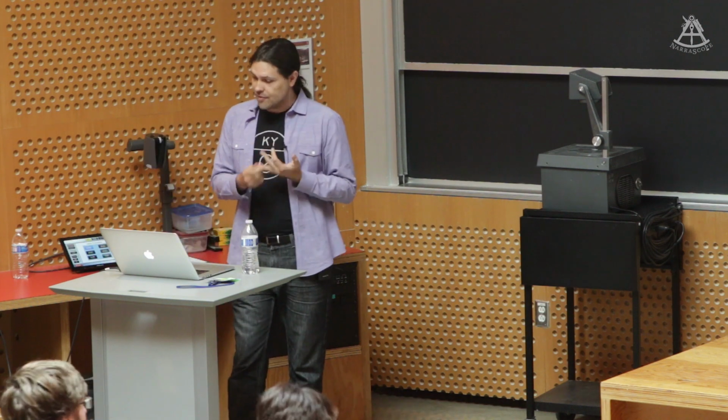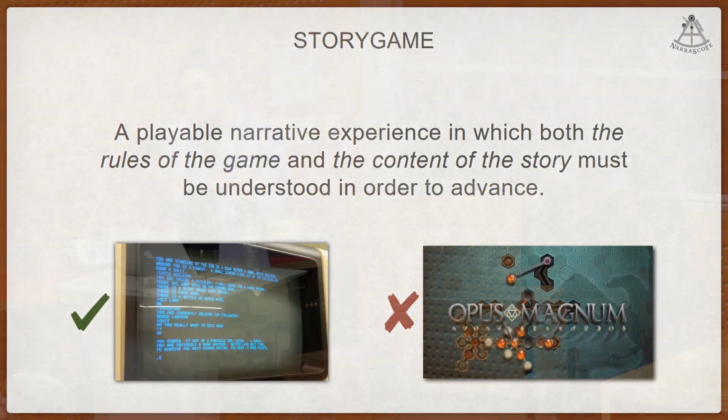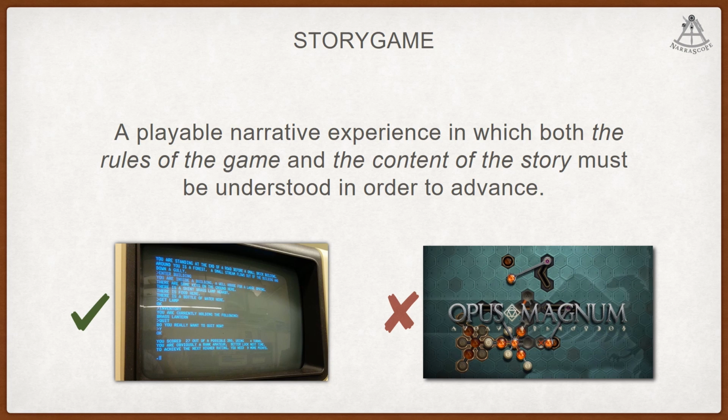On the other hand, Opus Magnum, which is a fantastic game and does in fact have a story about a haughty alchemist who becomes a political revolutionary, is not really a story game by my definition, because you can totally ignore that story and it doesn't impede your progress through the game. It's optional, right? You don't need to understand those two things together.